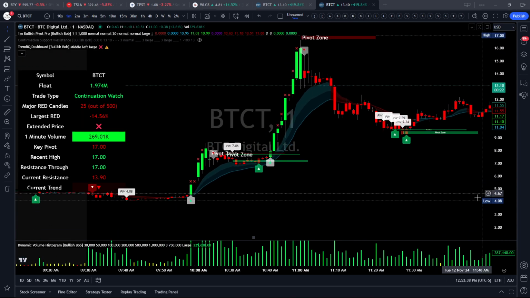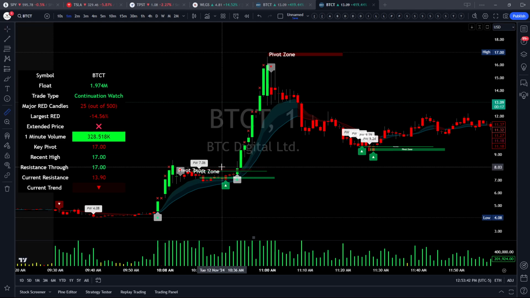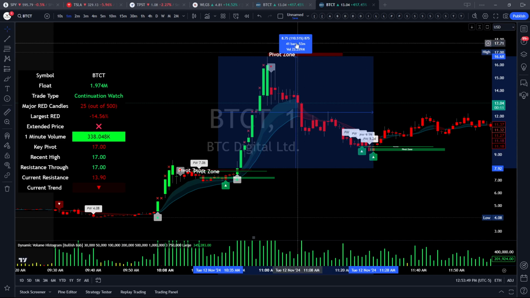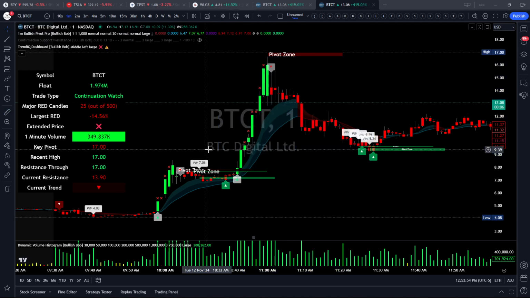And if I measure this, and again, if you missed this first move, that's okay. That's the point of this indicator. It's a momentum indicator that's going to spot not just these pullback reversals, but also the break of structure and these type of squeeze plays. Up 110%, $8.75, all in this move.